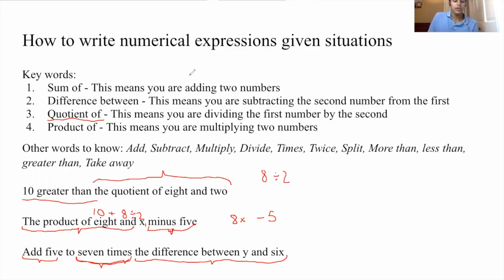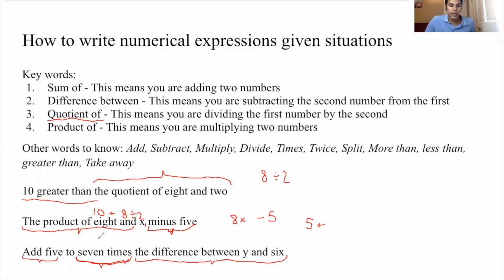So if we're thinking about it logically, the first thing we should write out is add 5, because this is going to be on the outside. We're adding 5 to what? Well, we're adding it to 7 times the difference between y and 6. So add 5 is the last thing we're going to do, so we're just going to write it out first so we have it there.